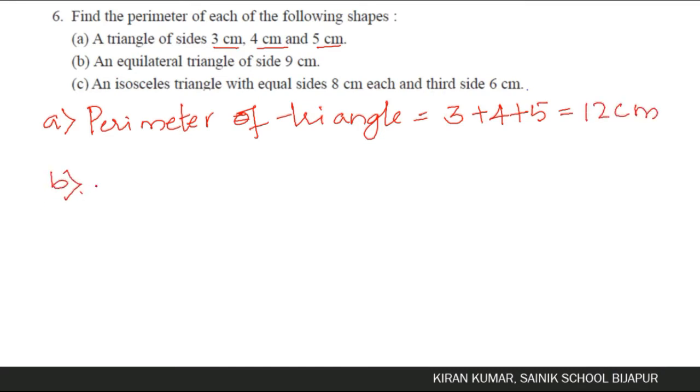For the equilateral triangle, all sides are equal. So the perimeter of equilateral triangle will be 3 times side.